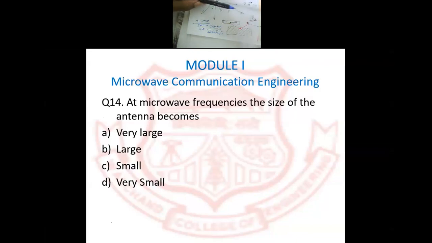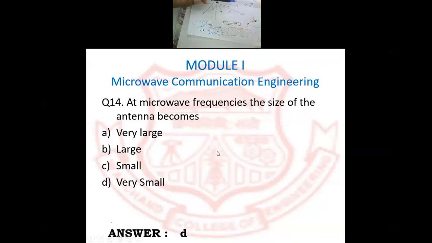Next, at a microwave frequency, the size of the antenna becomes what? Very large, large, small, or very small. Write down the answer here. I think someone has written A there. At a microwave frequency, the size of the antenna becomes what? Someone says D. Yes, correct.